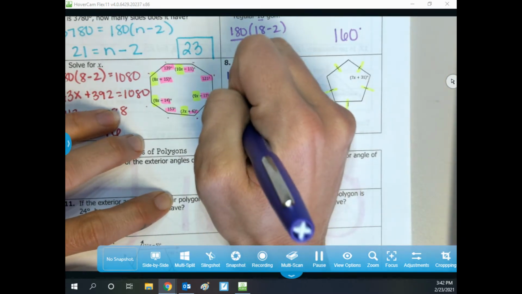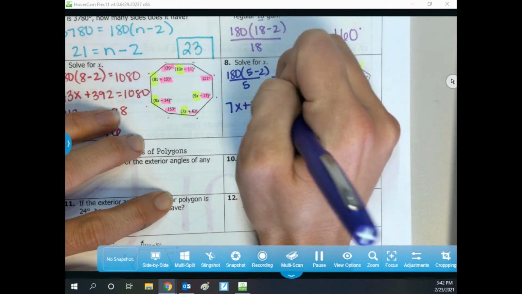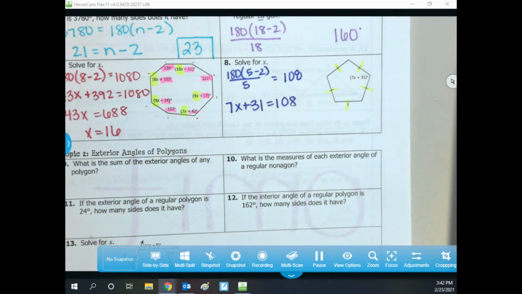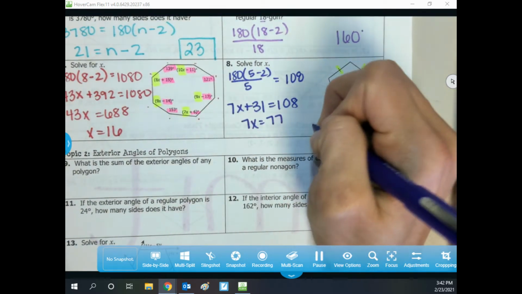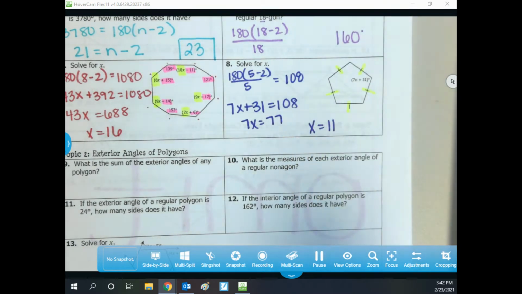So that means that 7x plus 31 equals 108. Go ahead and solve for x now. So we should have done 108 minus 31, and we should have gotten 77. Divide by 7, and x equals 11.